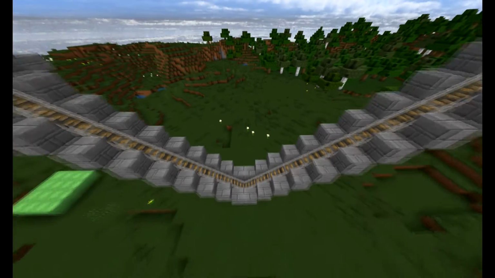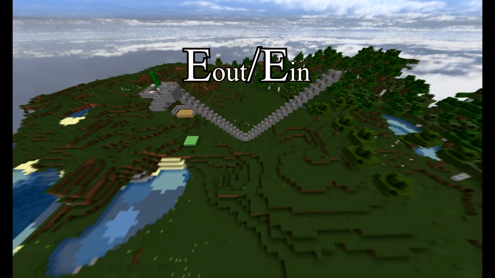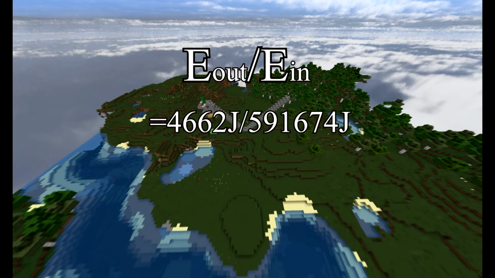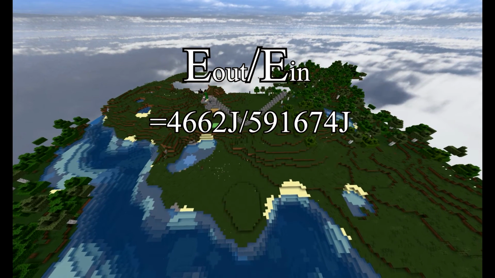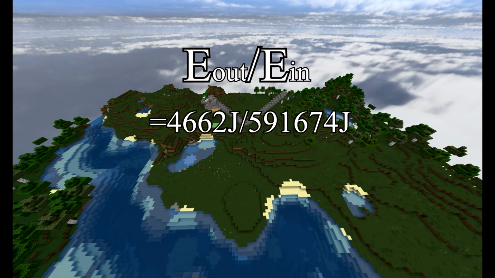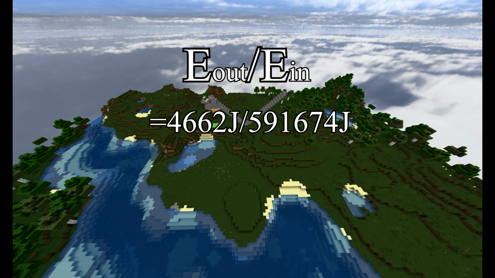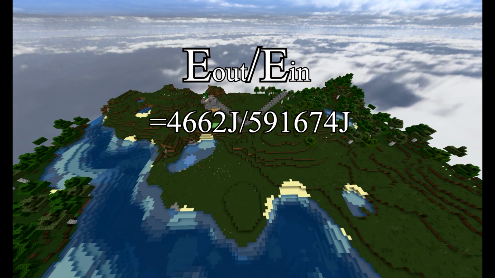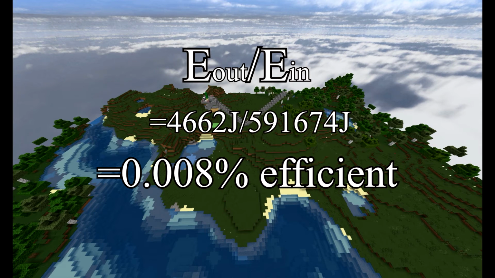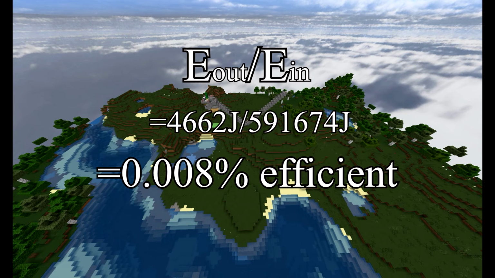Now, what about the whole system? Well, if we divide the final energy of 4,662 joules by the initial energy of 591,674 joules, we can see that our system is extremely inefficient with only about 0.008% efficiency.